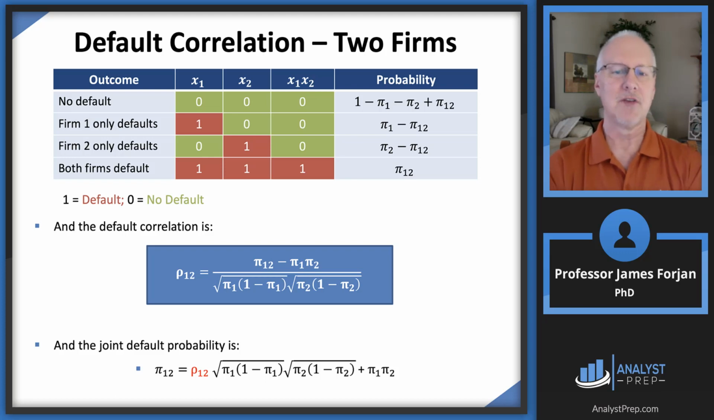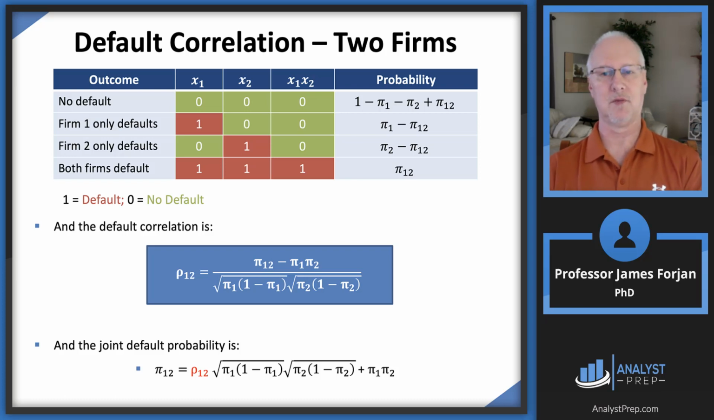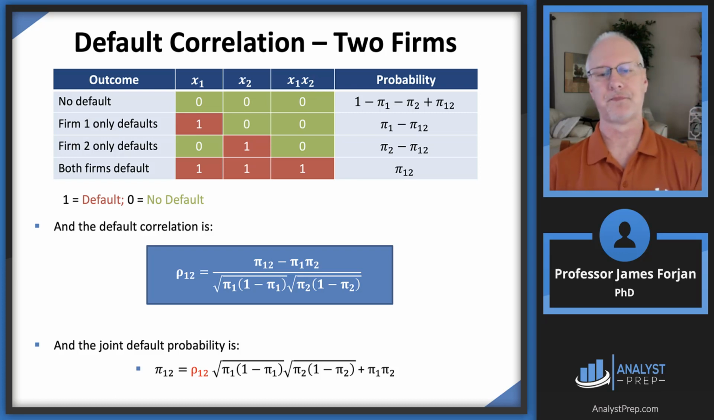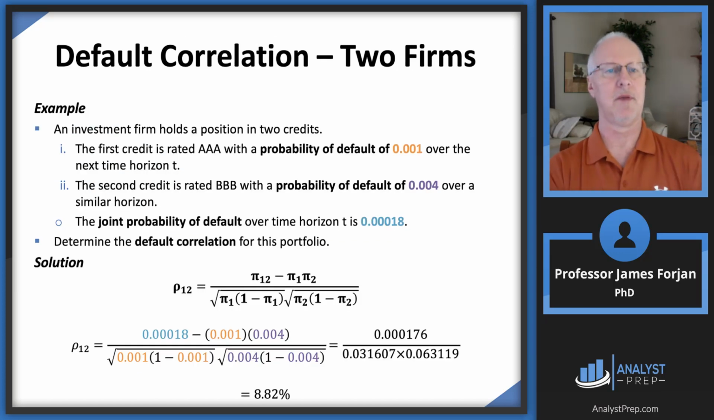But then as I read the chapter, I realized, and the chapter actually does a good job of defining the joint default probability as a primitive parameter. And so it's primitive meaning that it's critical in determining some other parameters, which in this case is the default correlation. Let me go ahead and show you what I mean by that. Let's take a look at an example.